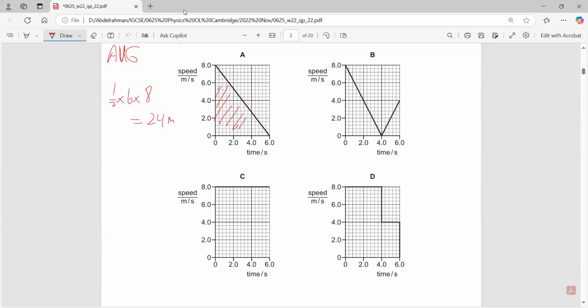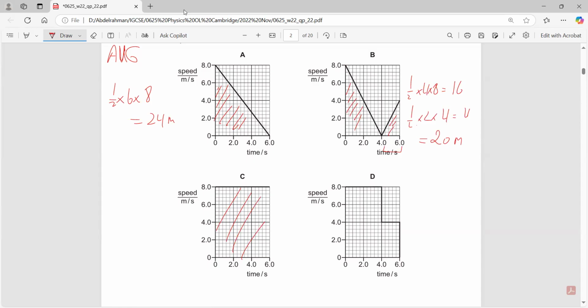Okay, second area, you have actually two areas. This one and this one. So half times, let's say 4 times 8. This is 16, and then half times 2, times 4, which is 4. So the total area is 20. Total distance traveled is 20 meters.